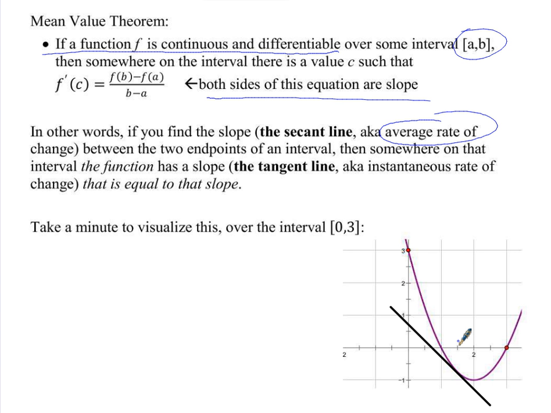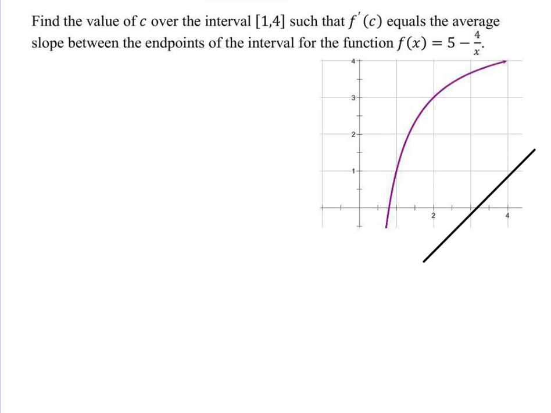You ready? Okay. Mean value theorem is pretty important. Like I said, it pops up on AP, so you kind of need to know it. Let's visualize this one more time. Find the value of c over the interval from 1 to 4 such that f prime at c equals the average slope between the endpoints of the interval for the function.